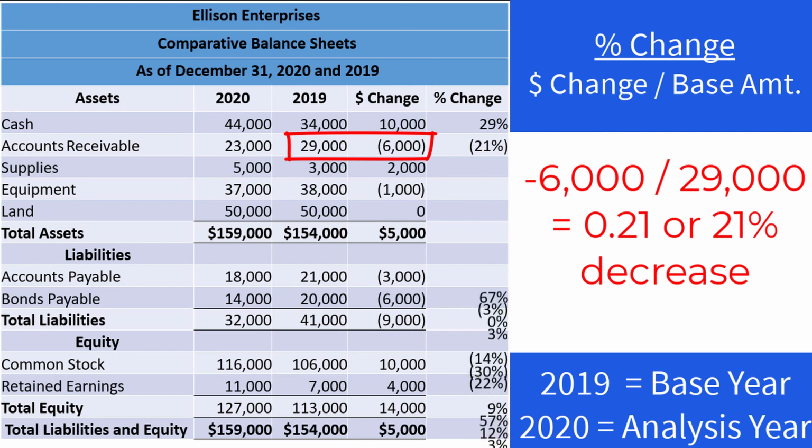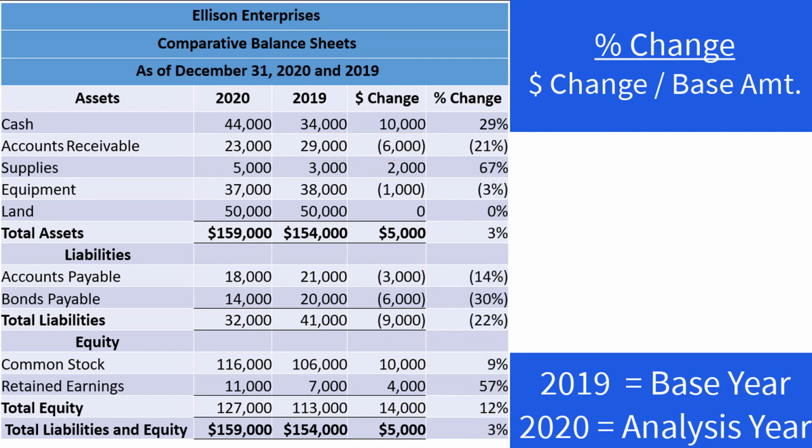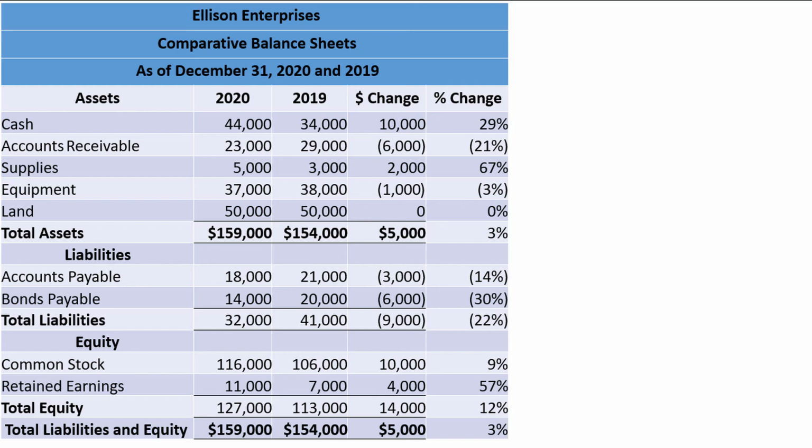We can continue with the same process for the remaining accounts to get the following percentage changes. For each item, we are simply taking the dollar change and dividing by the 2019 amount. Dollar change and percentage change calculations can help us see how individual items on financial statements have changed from one period to the next. For example, we can see that assets are slightly up from 2019 to 2020, 3% or $5,000, whereas liabilities are quite a bit down, 22% less than they were in 2019. Equity is up 12% and retained earnings is up 57%, which might suggest a high net income.